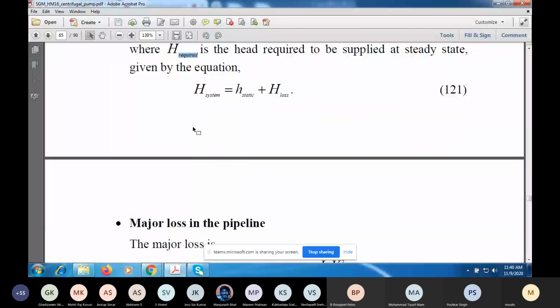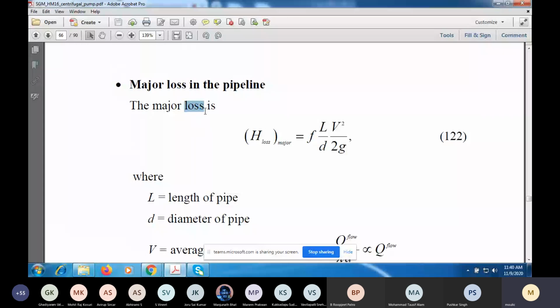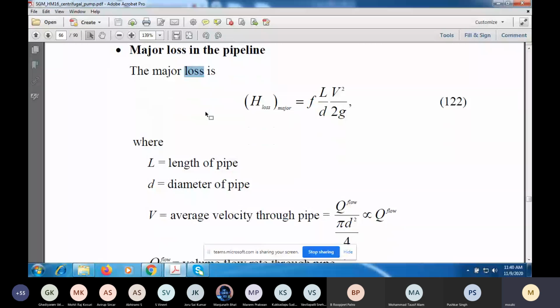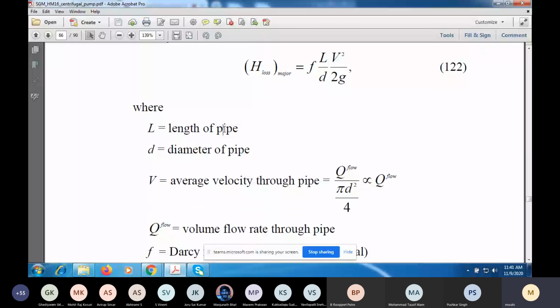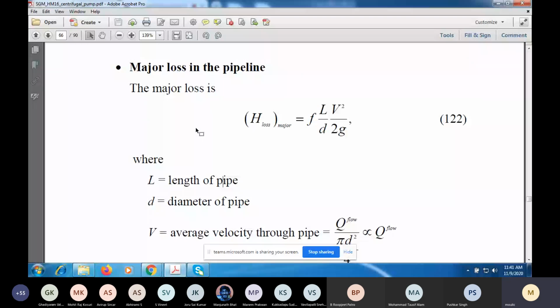Now, what are the losses? There will be what you may call major loss in the pipeline. Now, you know from your second year course that you can write it as a non-dimensional quantity called the Darcy friction factor into L upon D into V square by 2g. So this is meters. L by D is non-dimensional. L is the length of the pipe. So in this case, there will be a length of pipe on the suction side and a length of pipe on the discharge side, and the two diameters might be different. So you have to separately find H loss major on the suction side and the delivery side.